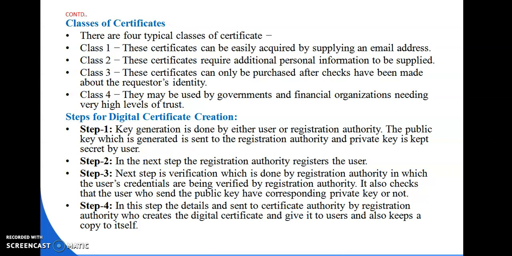Step 3. It is a verification which is done by the registration authority, in which the user's credentials are verified by the registration authority. And step 4, in this step the details are sent to the certificate authority by the registration authority, who creates the digital certificate and gives it to the user and also keeps a copy to itself. So these are the steps for creating a digital certificate.